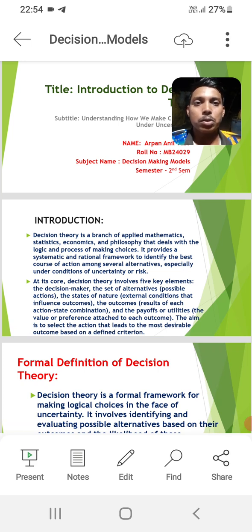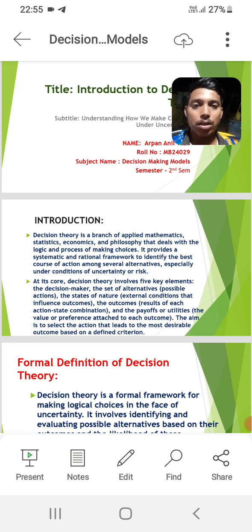Today we will discuss the topic of decision theory. Introduction. Decision theory is a branch of applied mathematics, strategic economics and philosophy that deals with the logic and process of making choices. It provides a systematic and rational framework to identify the best course of action among several alternatives, especially under conditions of uncertainty or risk.